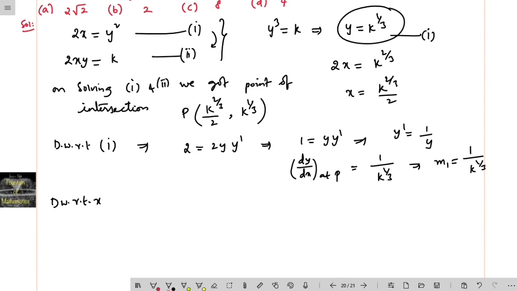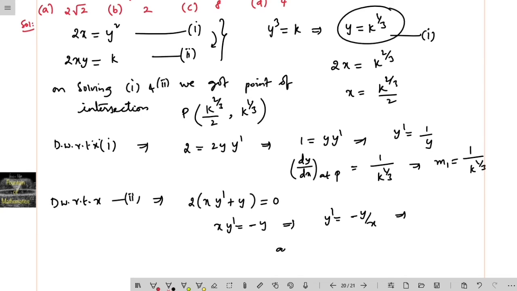Now differentiate the second equation with respect to x. The second equation is 2xy = k. So 2 times (xy' + y) = 0, or we can write xy' = -y, or y' = -y/x. So here dy/dx at point P can be taken as minus y, which is k^(1/3), divided by x, which is k^(2/3)/2, or times 2. So this is -2/k^(2/3 - 1/3), which is k^(1/3).